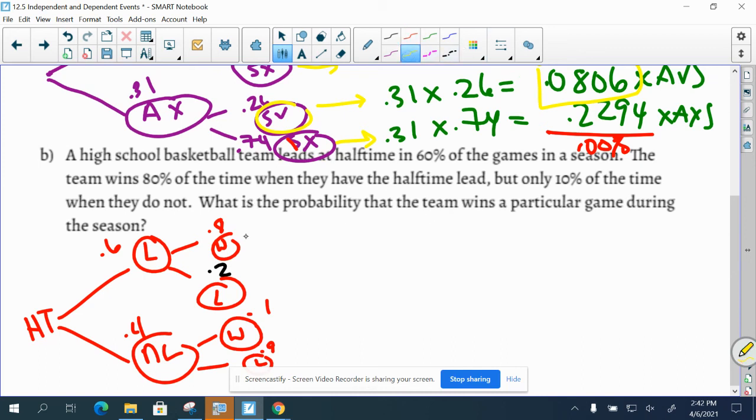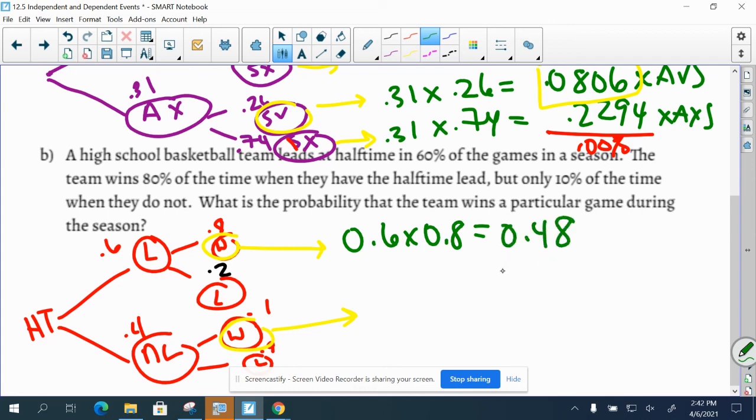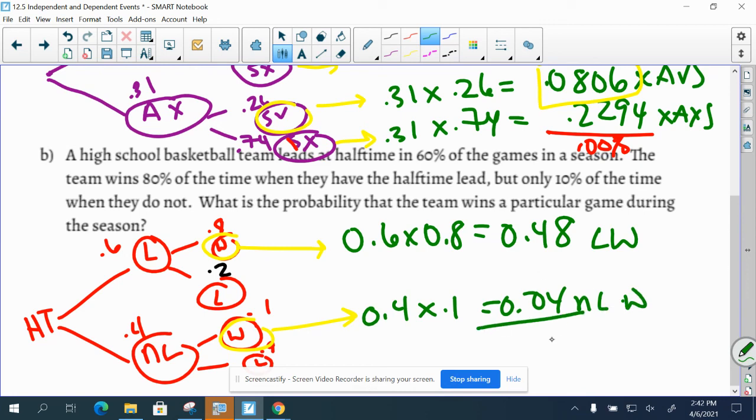So that would be this outcome and this outcome. So to find this outcome, we would take 0.6 times 0.8. And that would give us 0.48. And then that would be if they're leading, then they win. In this one, we would do 0.4 times 0.1, which is 0.04. That would be not leading, but winning. And if you add those two up, you get 0.52 or 52%. So the probability that the team wins is 52%.